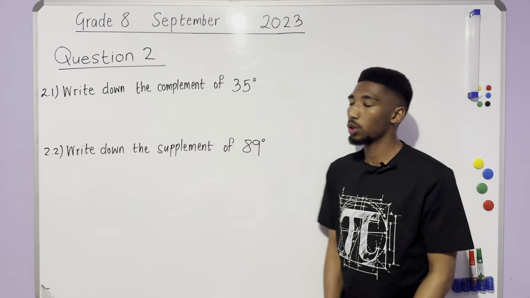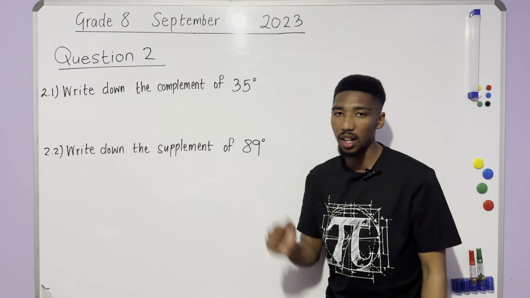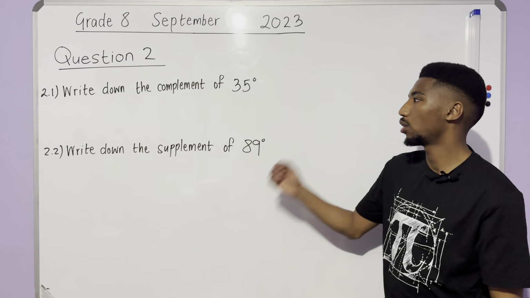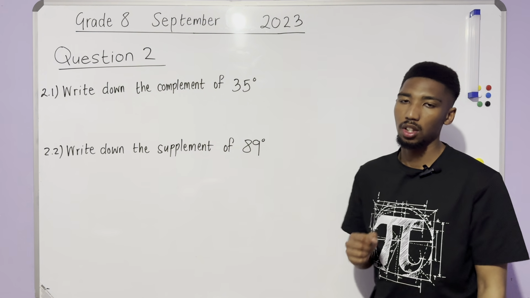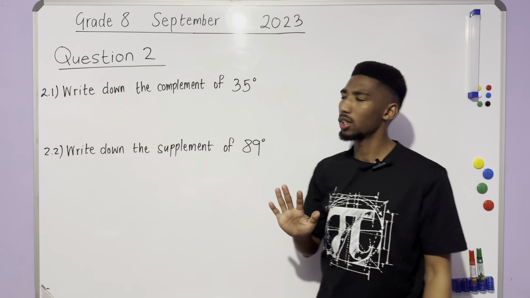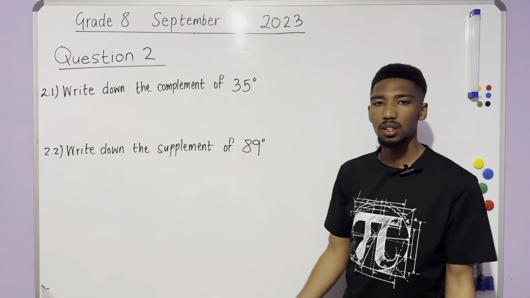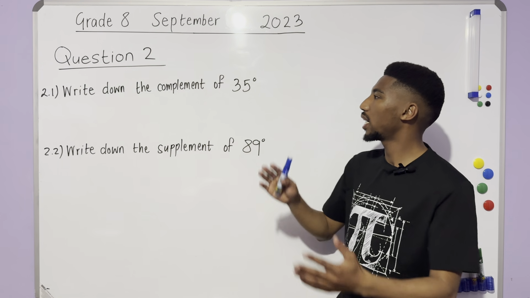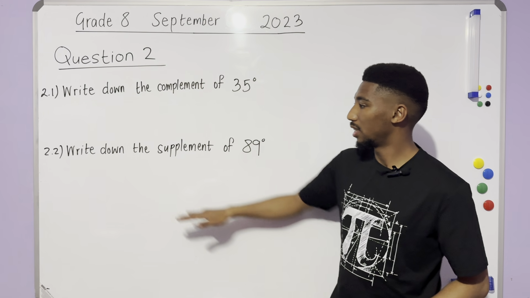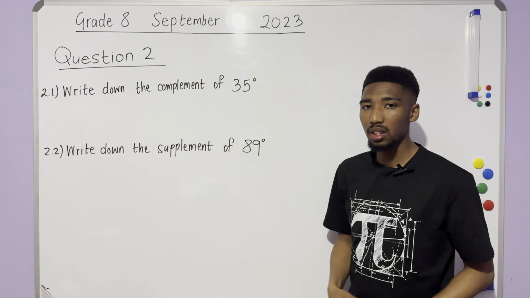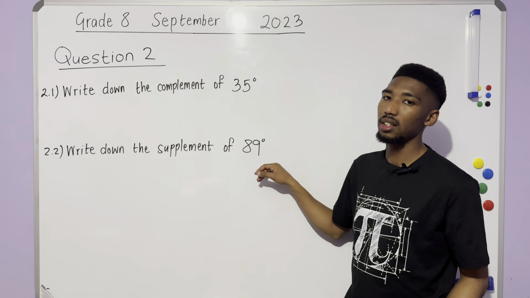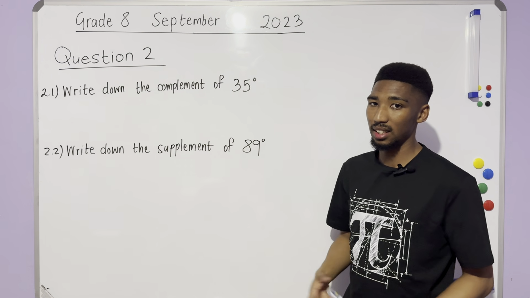In question 2, we move over to straight line geometry. Now, in 2.1, they want you to write down the complement of 35. Now, do not be confused because now they are using the word complement. The word complement simply means what do you need to add to 35 to get to 90 degrees? And in 2.2, write down the supplement. The word supplement simply means what do you need to add to 89 to get to 180 degrees.